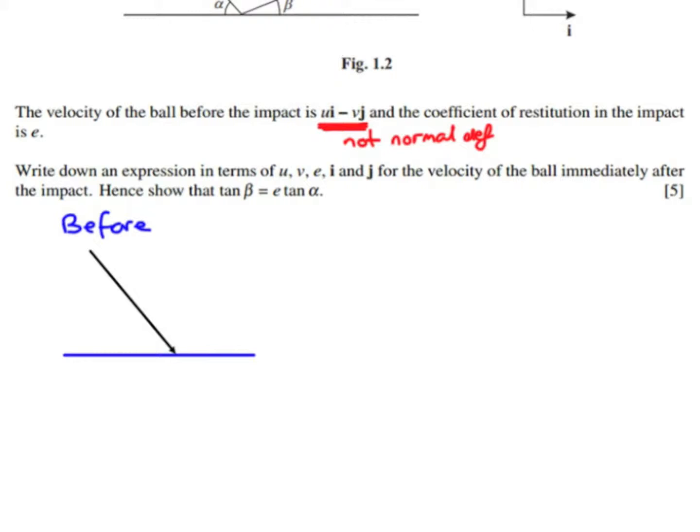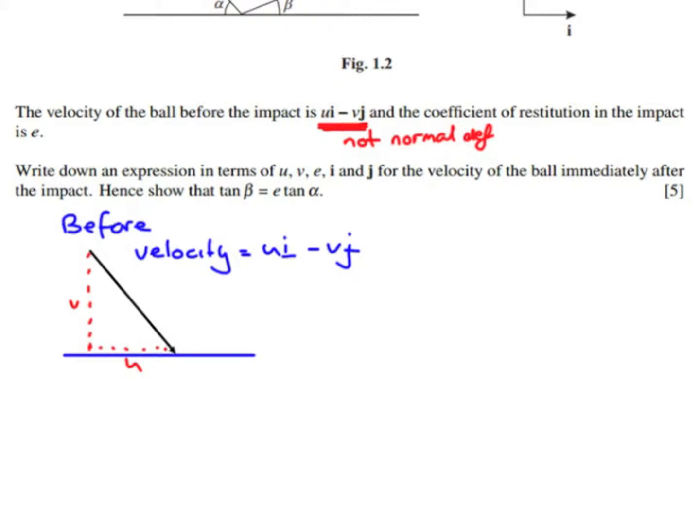We know that the velocity before the impact is ui minus vj. So we can mark those quantities u and v onto our diagram: u in the positive x direction, if you like, and v going negatively in the y direction.